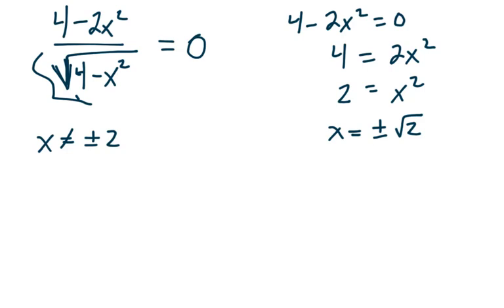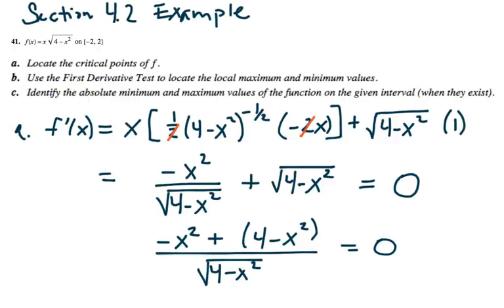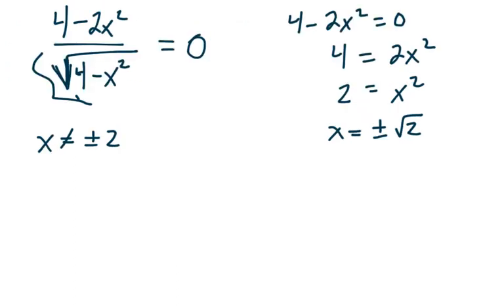Part B, if we go back a page here, Part B is asking us to use the first derivative test to locate the local maximum and minimum values. So the first derivative test wants us to examine the behavior of the first derivative around critical points. So we need to figure out where the first derivative is increasing and where it is decreasing. So I'm going to draw a chart here. I'm going to draw a plus-minus chart.